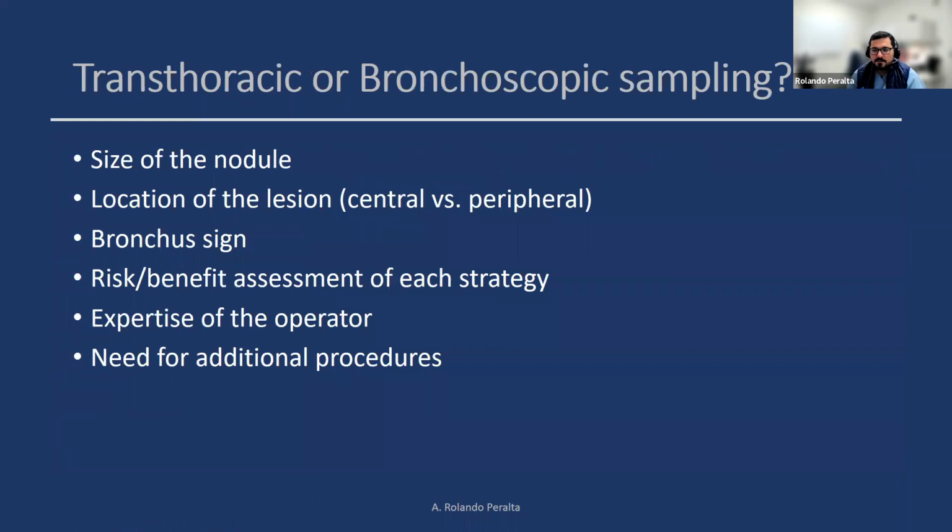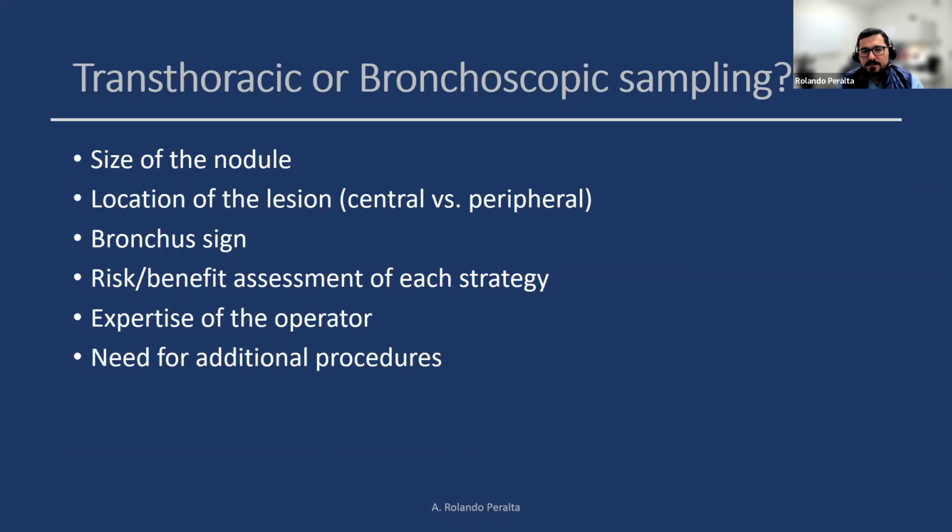So another thing you can do when you need more information is to get a biopsy, right? You can do it transthoracic or bronchoscopic, and that depends on the size of the nodule. The larger the nodule is, the easier. Then the location of the lesion: the more peripheral it is, the more difficult it will be to get to it bronchoscopically, although things are changing actively. The more central it is, the easier it is for bronchoscopy to get to it. A bronchus sign is when the bronchus ends right on the lesion and you can see it on the CAT scan. That increases the yield of a bronchoscopic biopsy.